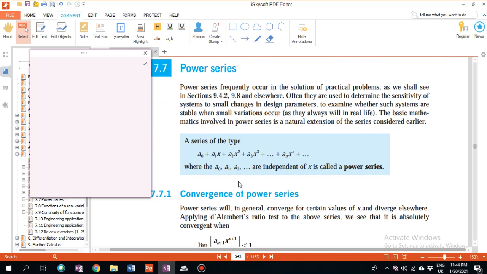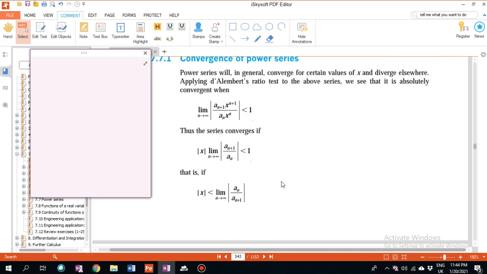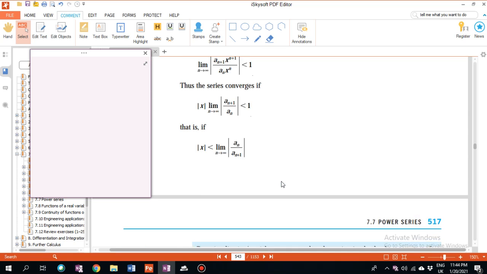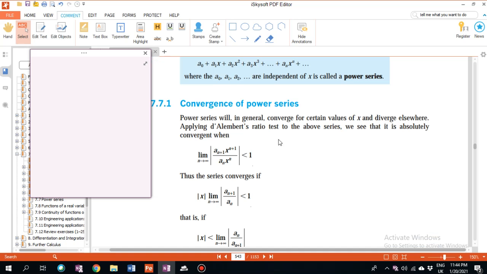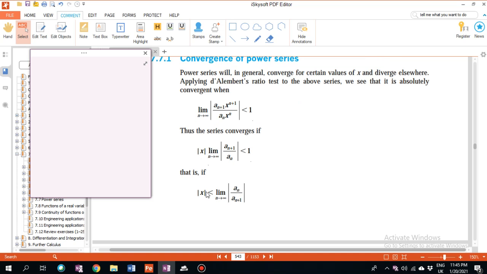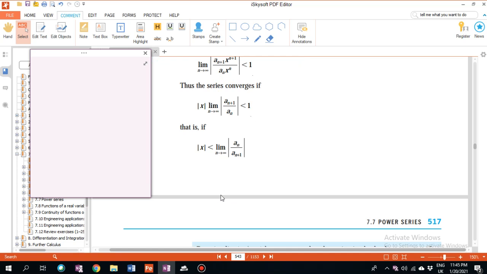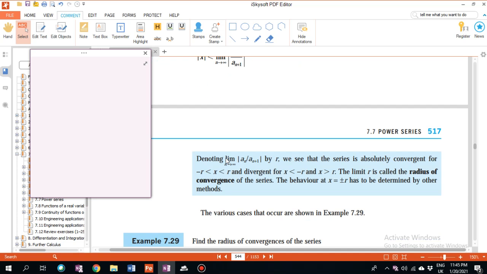Okay, next is all about power series. A power series will in general converge for certain values of x and diverge elsewhere. So by applying the D'Alembert ratio, just now is the ratio between convergence and divergence, we can say that, for example, if the limit is below than 1, thus the series is convergent. But if your value of x is greater than that, we call it divergent.